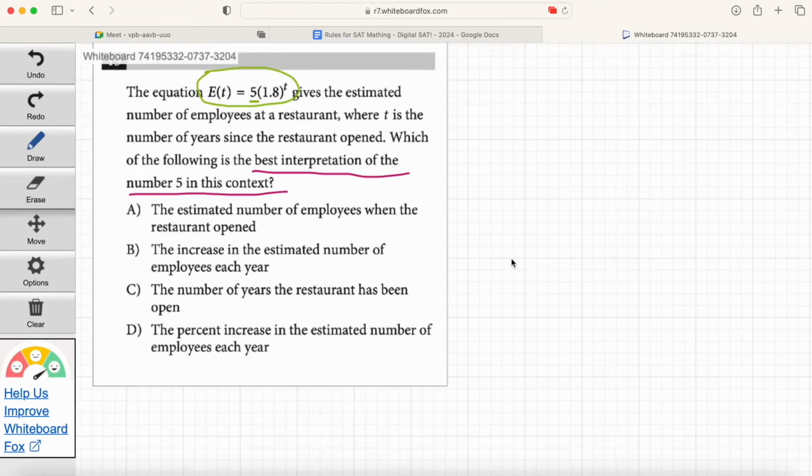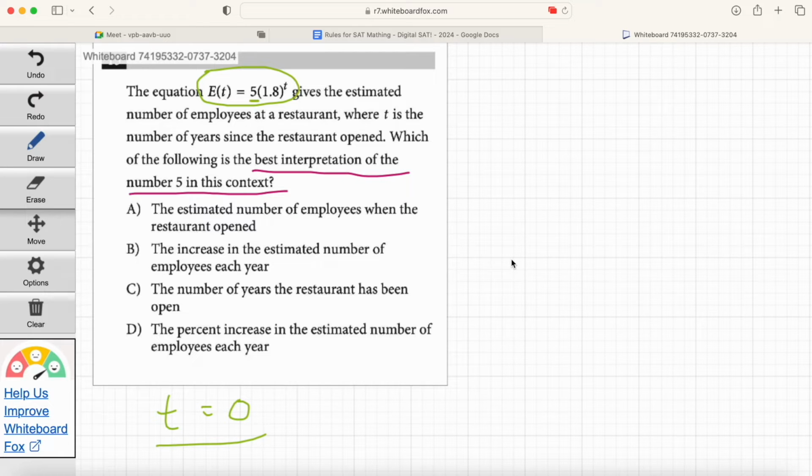Okay, so I want to start by plugging in a 0 for t, just to see what happens. Now think about what this means. It's not just that t is 0. Yes, t is 0, but what does it mean if t is 0? Ruby, what's it mean? It means that it's been 0 years since the restaurant opened. It's basically right when it opens. No years have passed. Does that make sense? Yes. Or if t is 1, that means 1 year after the restaurant opened. We're going to test that as well in just a moment. So think about what it means as well.